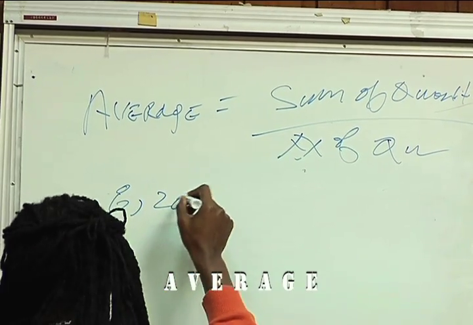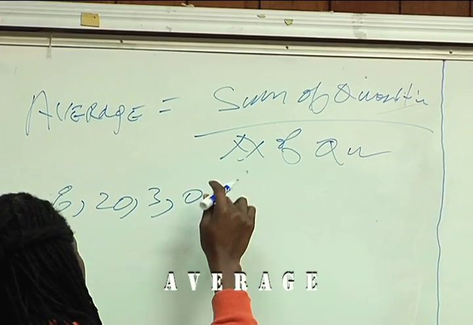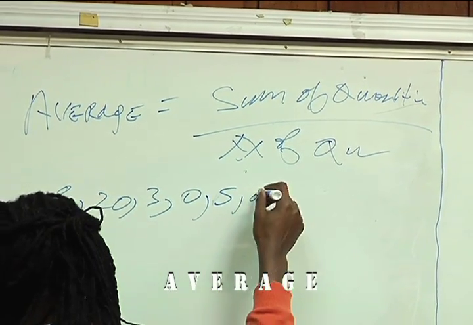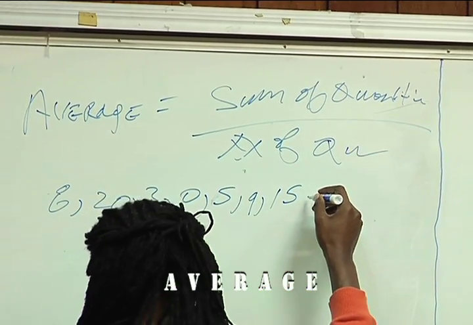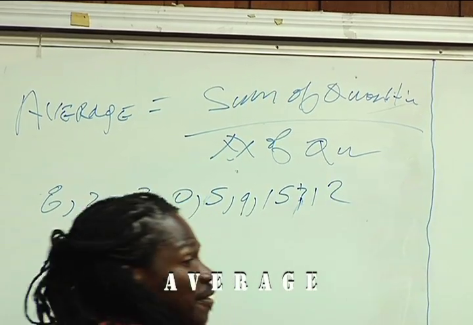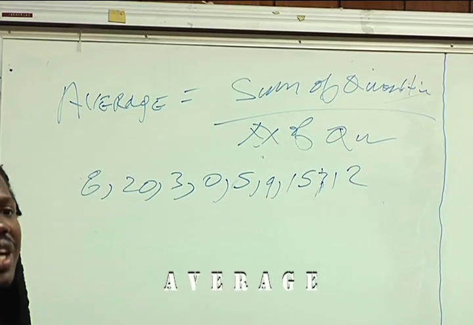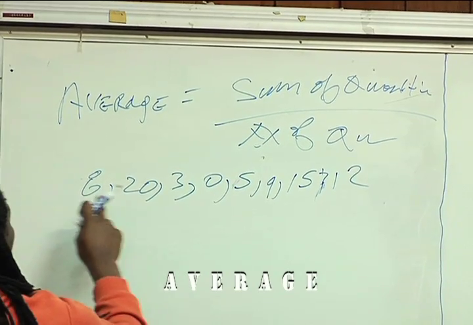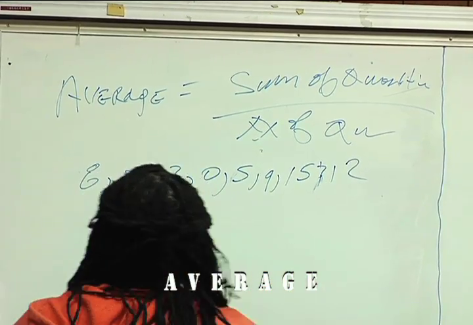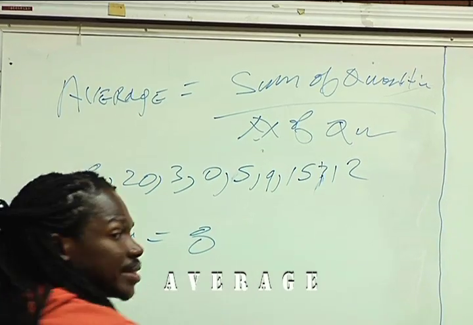8, 20, 3, 0, 5, 9, 15, and 12. If you have these quantities, then all you have to do is say, first of all, how many quantities do we have? 1, 2, 3, 4, 5, 6, 7, 8. So therefore, the number of quantities equals 8.